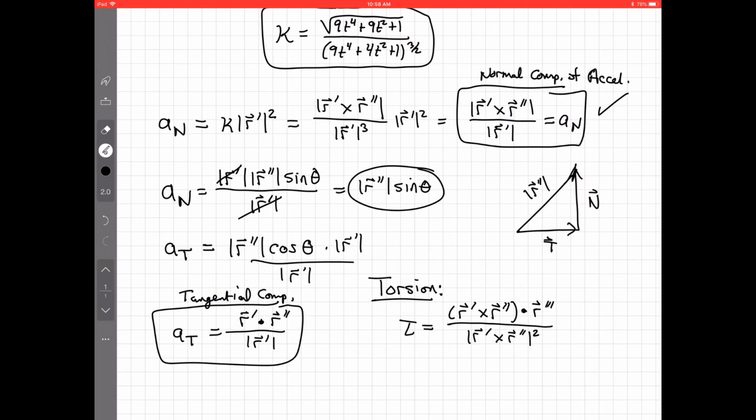It's a 3 by 3. The top you could compute by a 3 by 3 determinant, where you create a matrix whose first row comes from r prime, second from r double prime, third from r triple prime. And then the bottom is, again, just the length of the cross product of the first two derivatives. That gives us a nice clean formula for torsion.